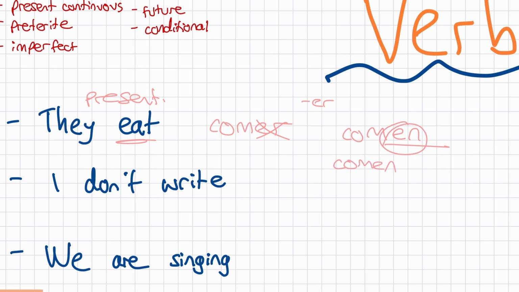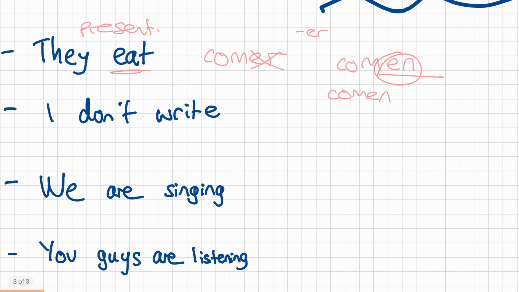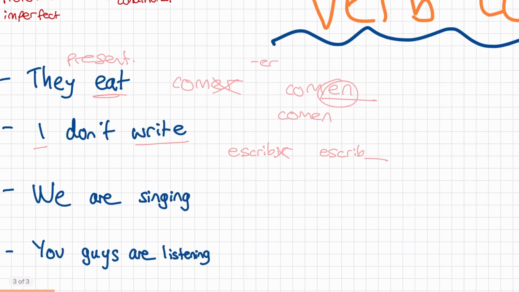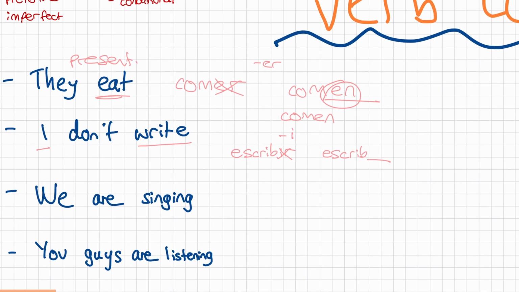They eat. Okay, now I don't write. Let's focus on where it says I write. Ignore the don't for the time being. To write is escribir. So what do we do? First step is get rid of the ending IR, those last two letters. We're left with escrib. And then the ending here for I, this is for the IR verbs. It goes O, S, E, imos, ís, N. This is I, the first one.